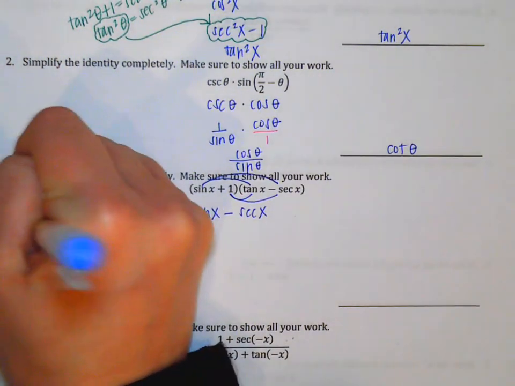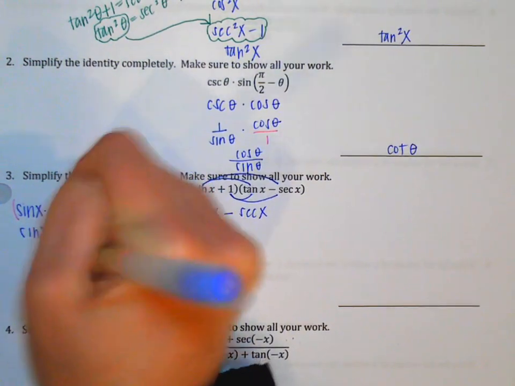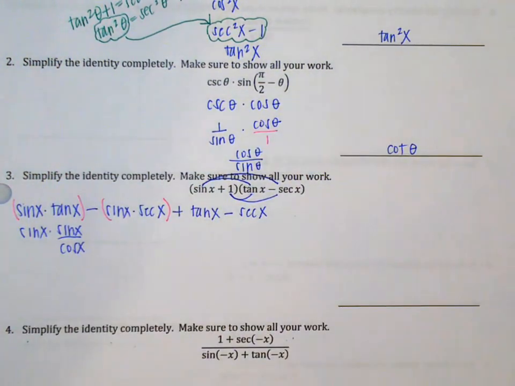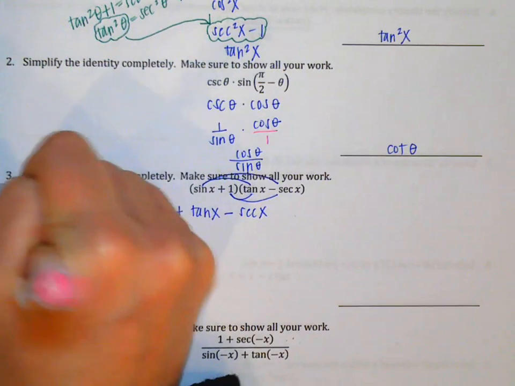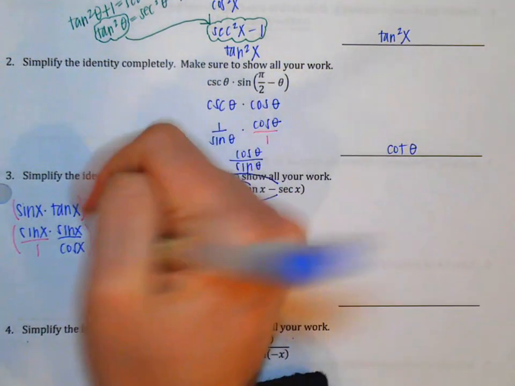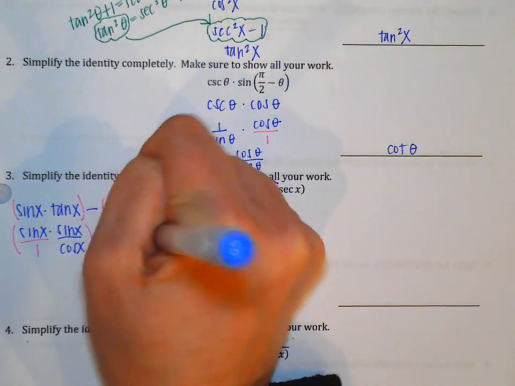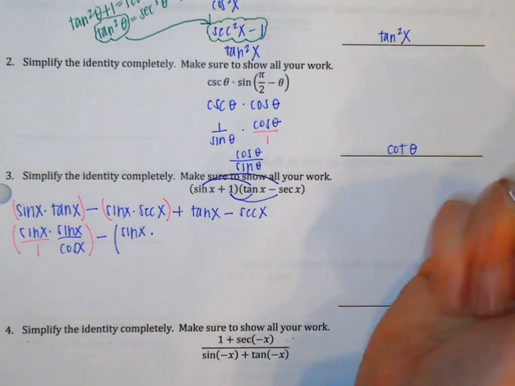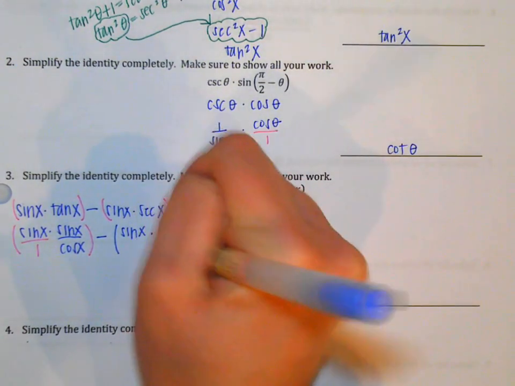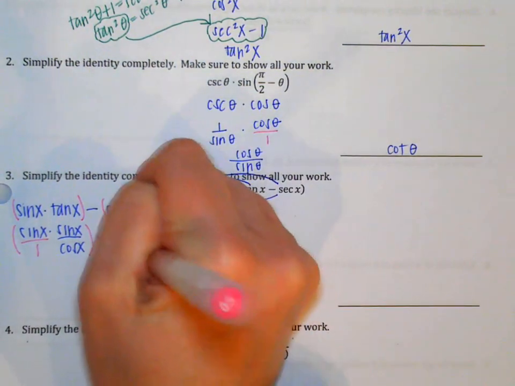So I have sine x times, and tangent is sine over cosine. And then again, I'm just going to write this one over 1 so we can see that. And then minus sine x times secant, so that's going to be 1 over cosine x. Again, I'm just going to write that over 1.